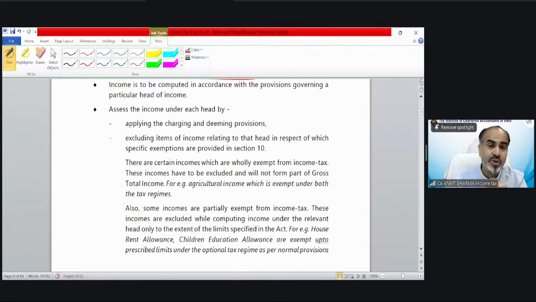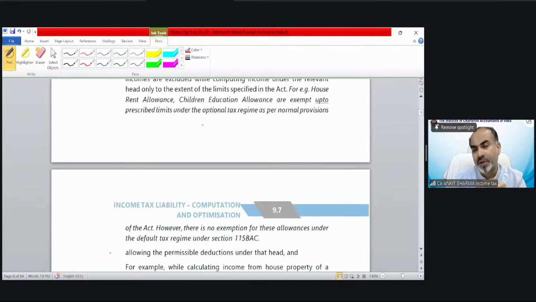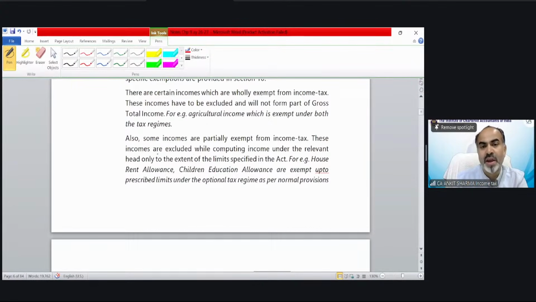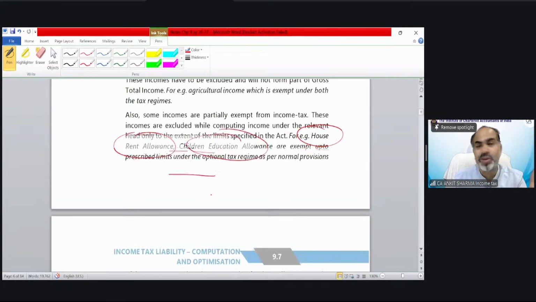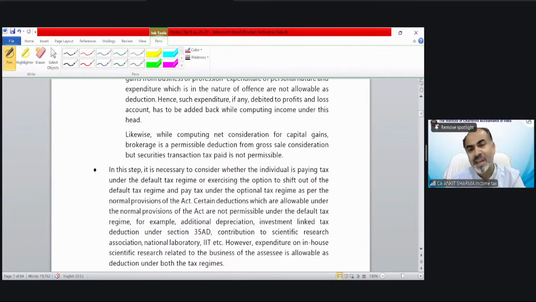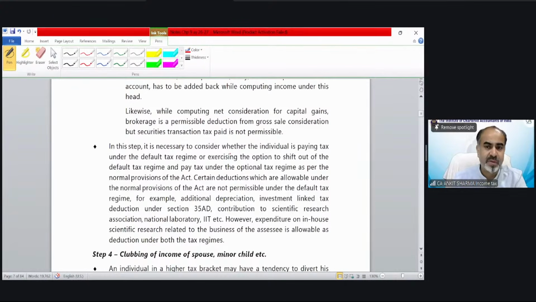And again, I am telling you that the default tax regime, etc., is very important. You have to follow that concept. In case of the default tax regime, you cannot claim the benefit of house rent allowance, children education allowance, etc. These are only exempted under the optional tax regime up to a certain limit. Then we have different standard deductions available under the salary head of income. Under default, it's 75,000. Under normal, it's 50,000. In the same way, under the PGBP head, you cannot claim additional depreciation or section 35 deduction for scientific research.